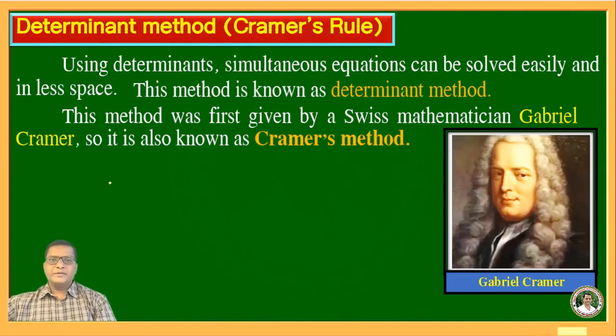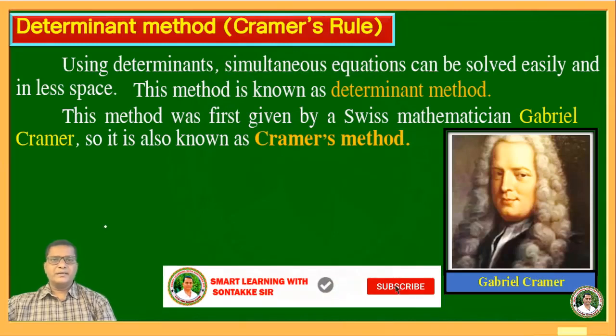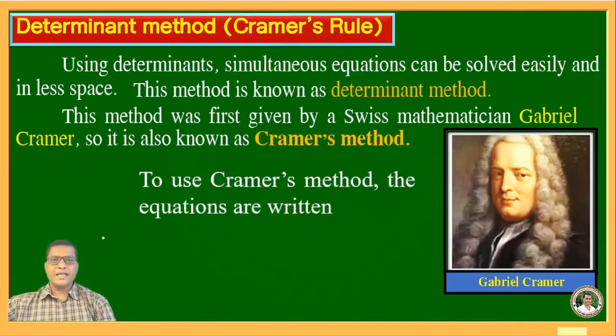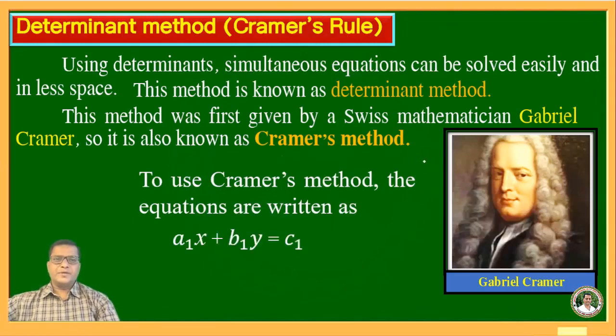When we use Cramer's method, first write the given equations in standard form. Because there are two equations, here a1x plus b1y is equal to c1 and a2x plus b2y is equal to c2. In this form, that is standard form, write the given equations. So to use Cramer's method, the equations are written as a1x plus b1y equals c1 and a2x plus b2y equals c2.